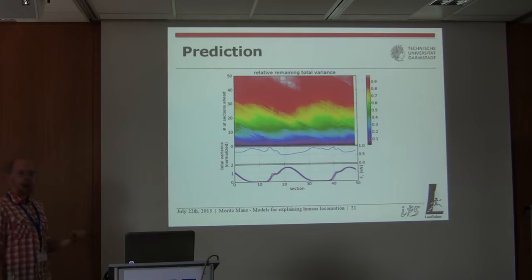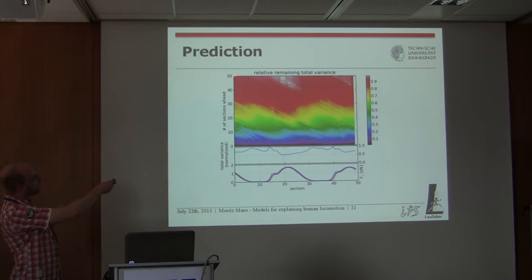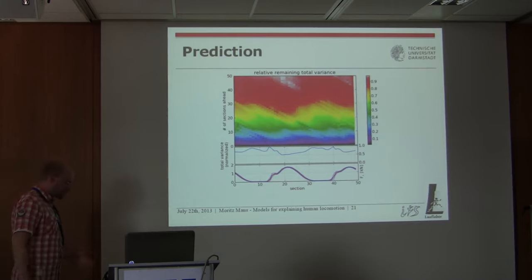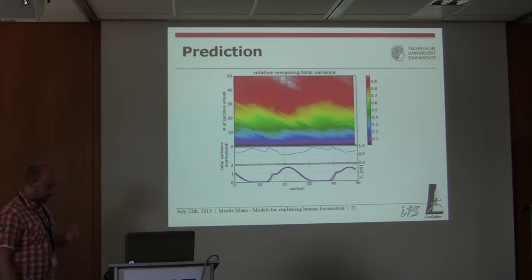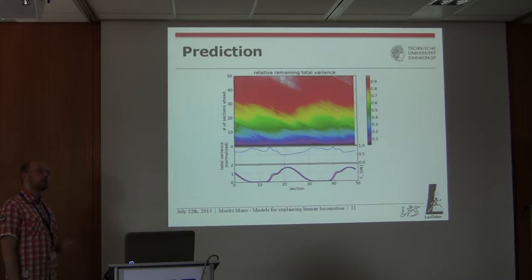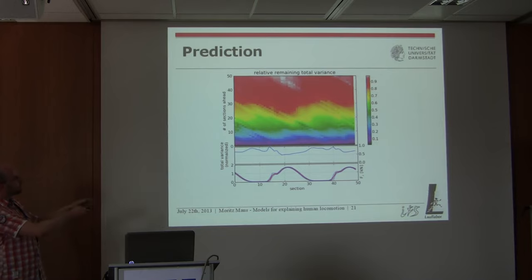So our gait cycle has 50 sections. Here, number of sections ahead means 50 sections ahead is predicting one stride ahead. And zero means I'm predicting just the next phase sections, so roughly 10 milliseconds or something, in the order of magnitude. And you see, going vertically means going forward in time with my prediction.